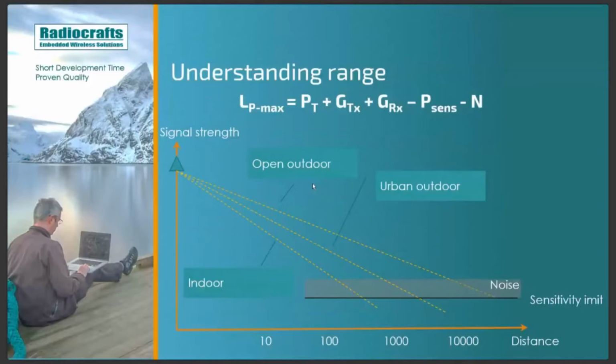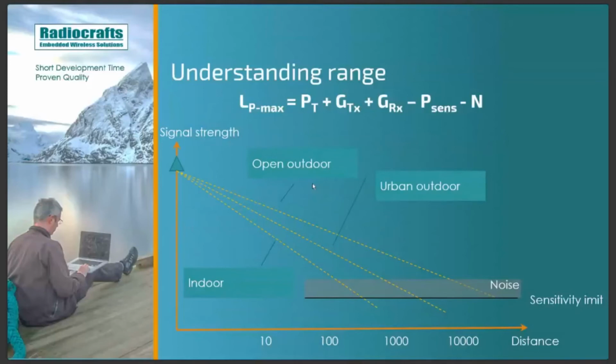If you then go to an urban outdoor environment with a lot of buildings, trees and so on, you will see that the signal propagation loss is much steeper, and you will get a much shorter range. In an indoor environment, it's even worse. And then you also see how the noise affects the range: if the noise sits on top of the sensitivity level, the range will hit this noise level first, and thereby the range is reduced.